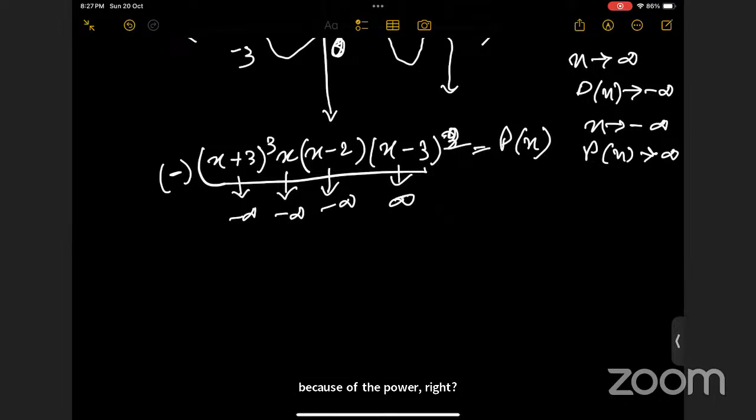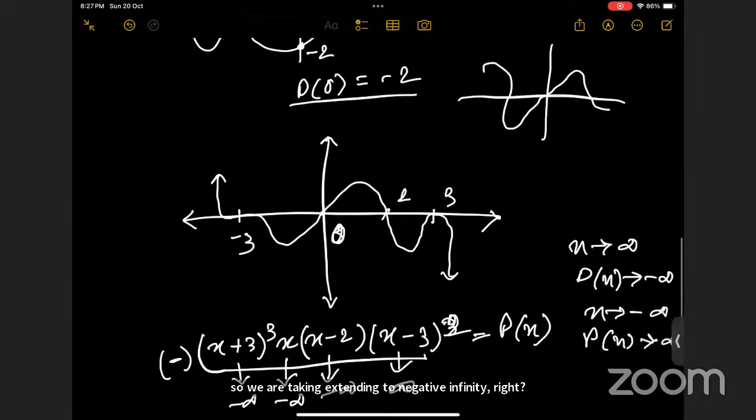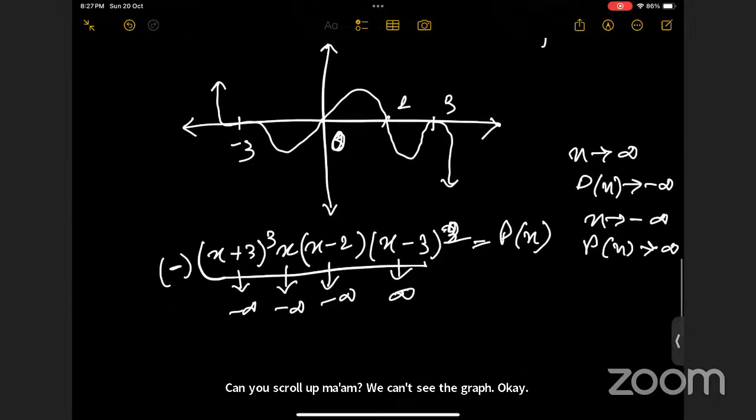Ma'am, one second. Can you repeat this? Okay, so we are taking x tending to negative infinity, right? Ma'am, can you scroll up? We can't see the graph. Okay. Fine now. Yes, ma'am.